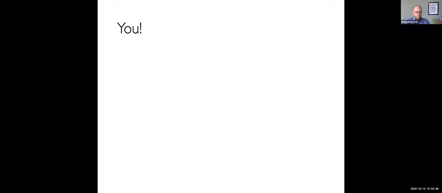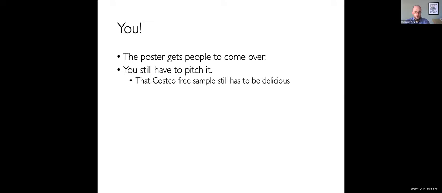Lastly, and not least importantly, is you. So the poster is there, but it is a guide for you. You're part of this whole thing. It's not just the poster. The poster doesn't stand alone. Poster gets people to come over. You have to pitch it. You have to talk people through. If you're going to sell the product, the free samples at Costco, it has to taste good.